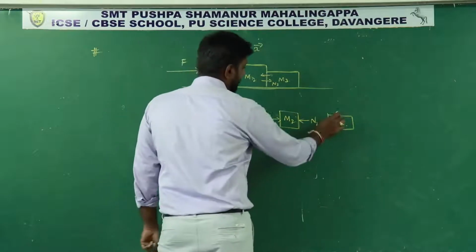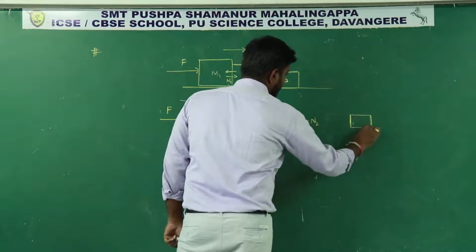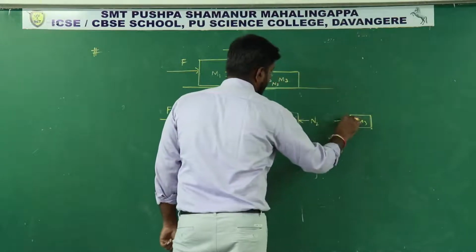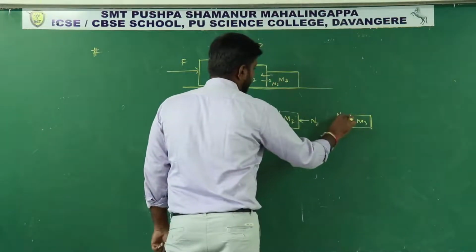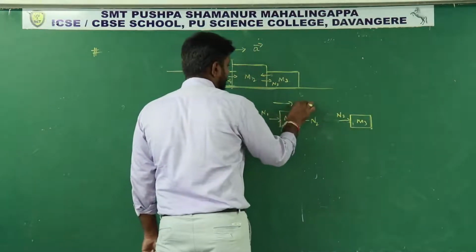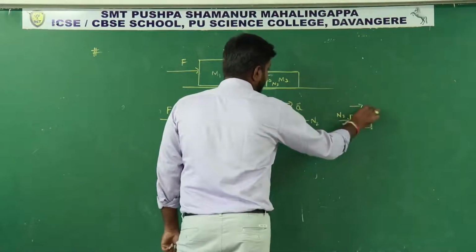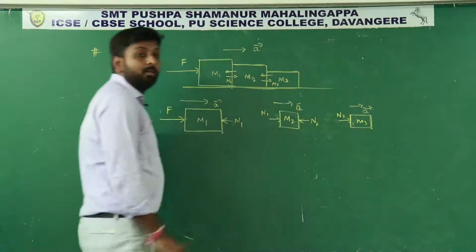And if you observe the M3 mass, so this is the M3 mass. For the M3 mass, only the normal force is acting, that is N2. So this is also moving in this direction with acceleration A.